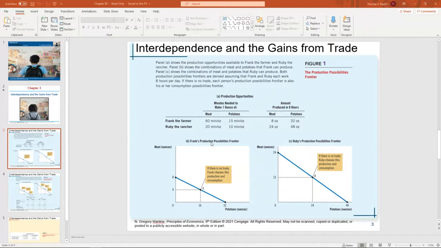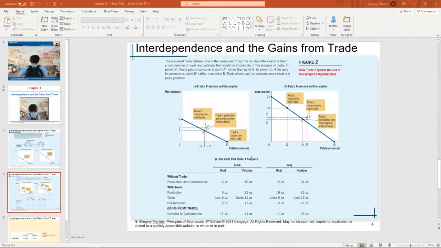If Frank produces only meat, he can produce 8, and 32 potatoes. Ruby can produce 24 ounces of meat and 48 ounces of potatoes if they focus solely on that product. Now, they have decided that their consumption levels, what they want, is actually half. So Frank needs 4 ounces of meat and 16 ounces of potatoes for consumption. Ruby needs 12 ounces of meat and 24 ounces of potatoes.